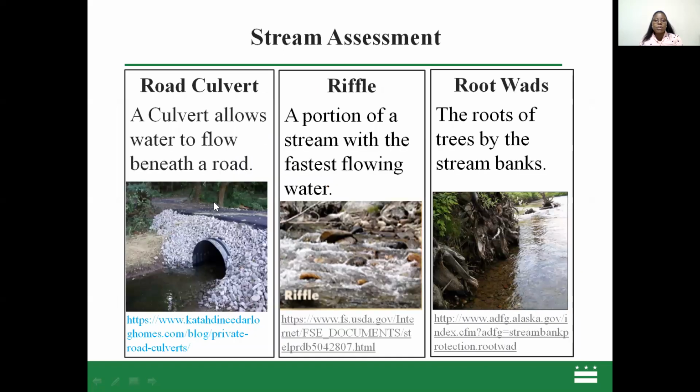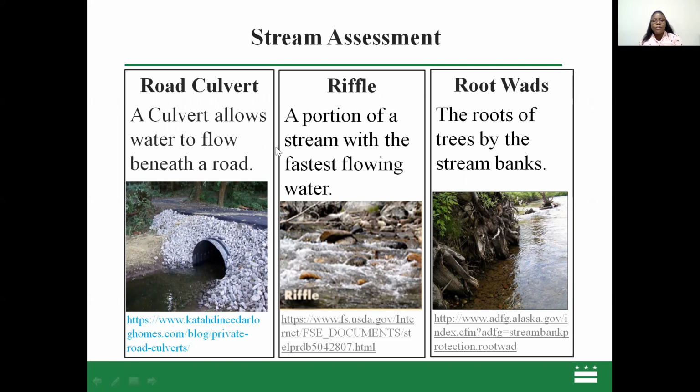So here are pictures of the culvert, the riffle, and the rootwad. Here is a picture. This middle part here is the culvert. This is the culvert, and we'll take the length of the culvert and also the width of the culvert. We'll put it down on the previous sheet that we're seeing.